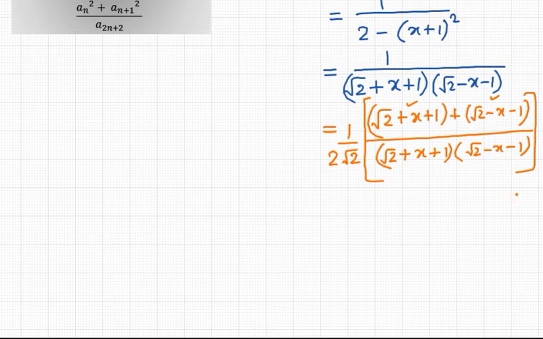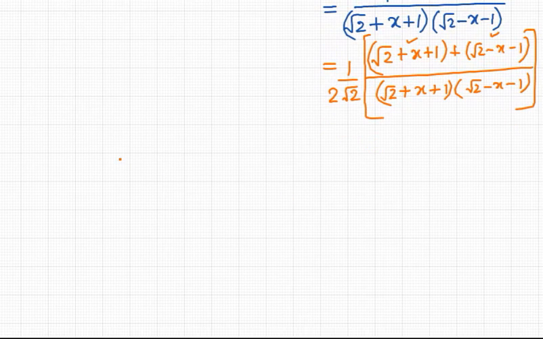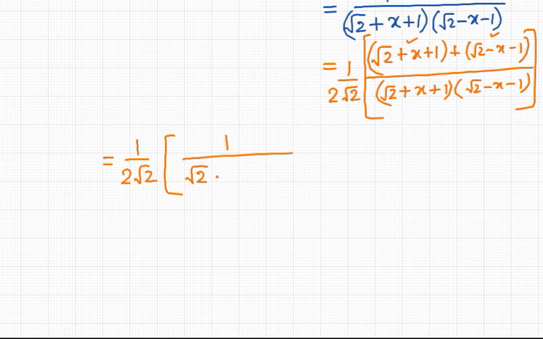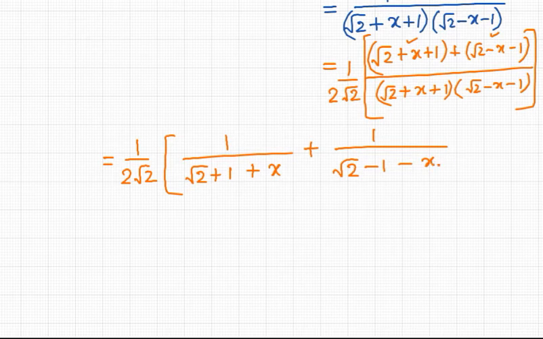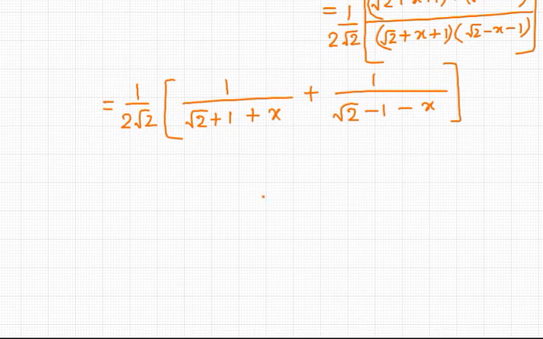So now we can partially factorize this expression as 1 by 2 root 2. The first one will come out to be 1 by root 2 plus 1 plus x, plus 1 by root 2 minus 1 minus x. So this is the partial factorized format.